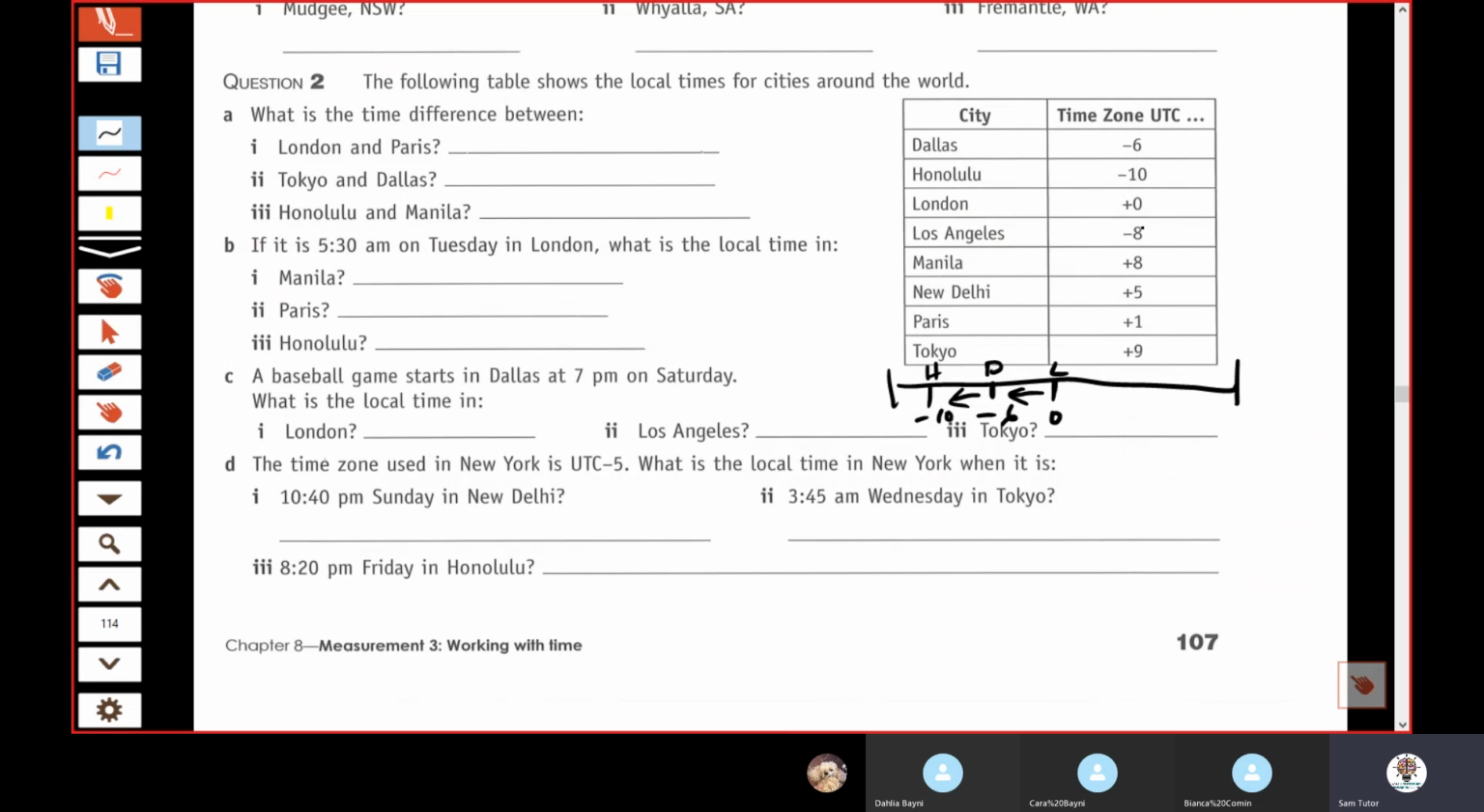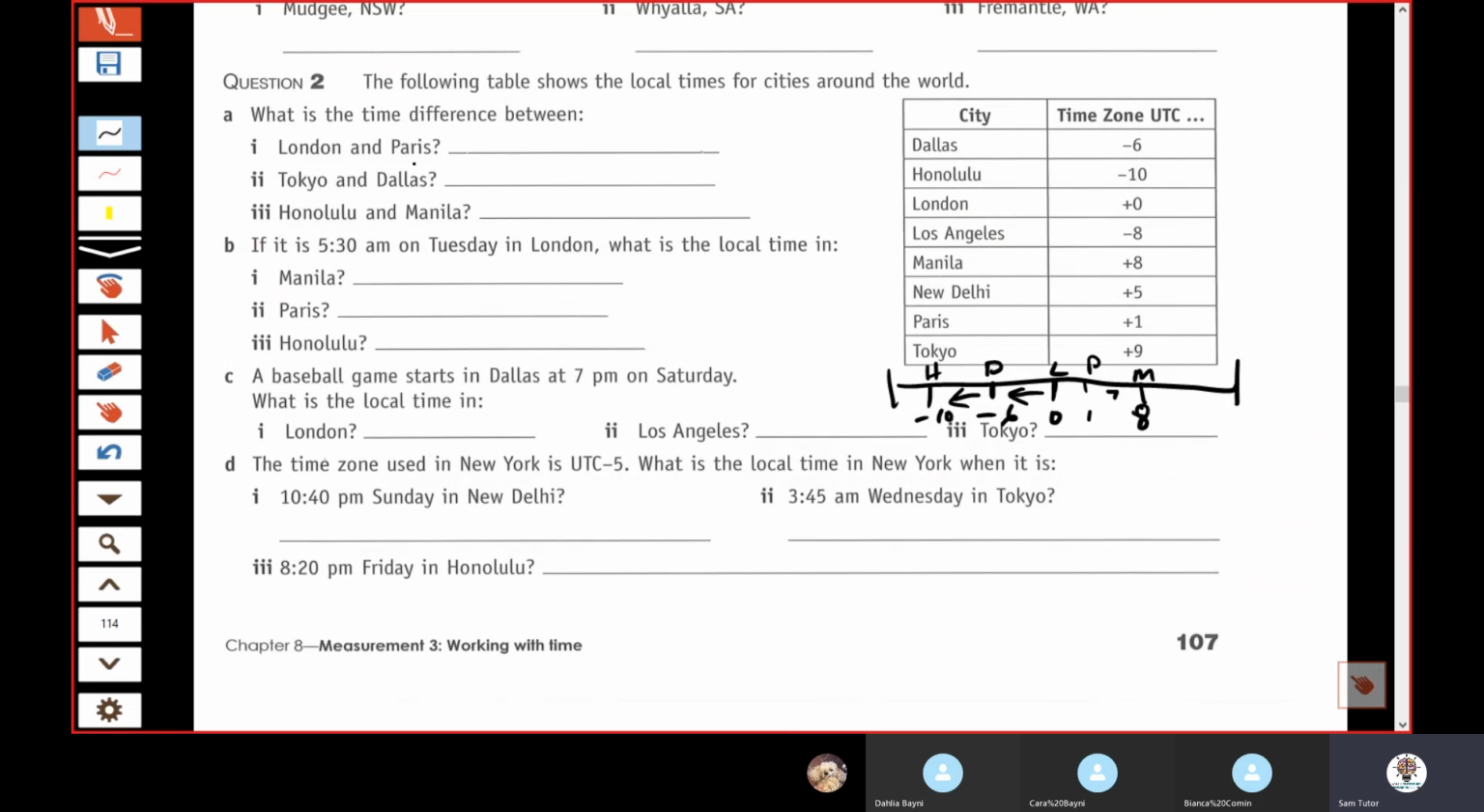And then if we keep trying this, let's say Manila. Manila is 8 hours ahead of London. Paris is 1 hour ahead of London. So therefore, Paris to Manila, Manila is 7 hours ahead of Paris. Or Paris is 7 hours behind Manila. All right, brilliant. Any questions? No, I think we got it.